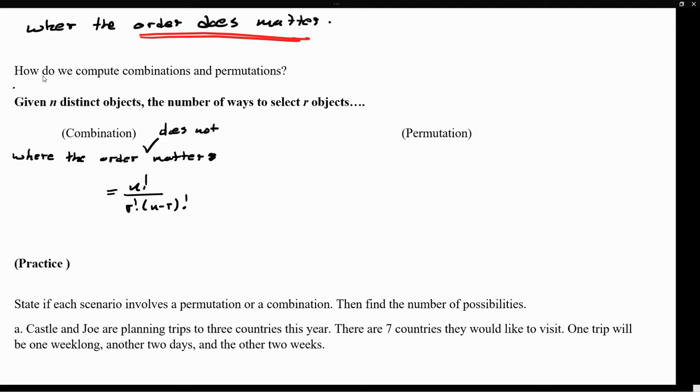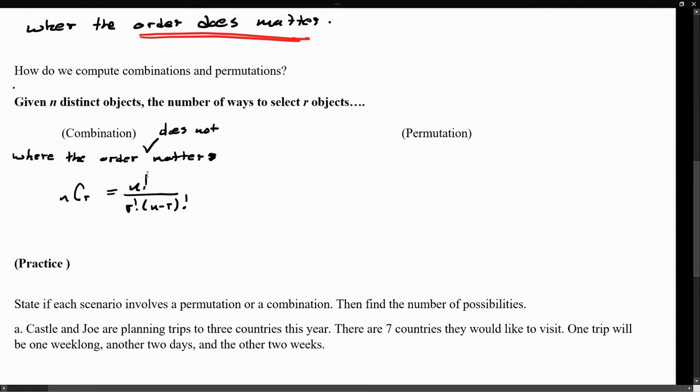Now, there are some notations that we do have to illustrate here. Some notations that we can use is n big C little r. This is the notation that we can use to indicate a combination. This is saying there are n objects in total, and I want to take a combination of this many. So n combination r, this is how we can compute it.